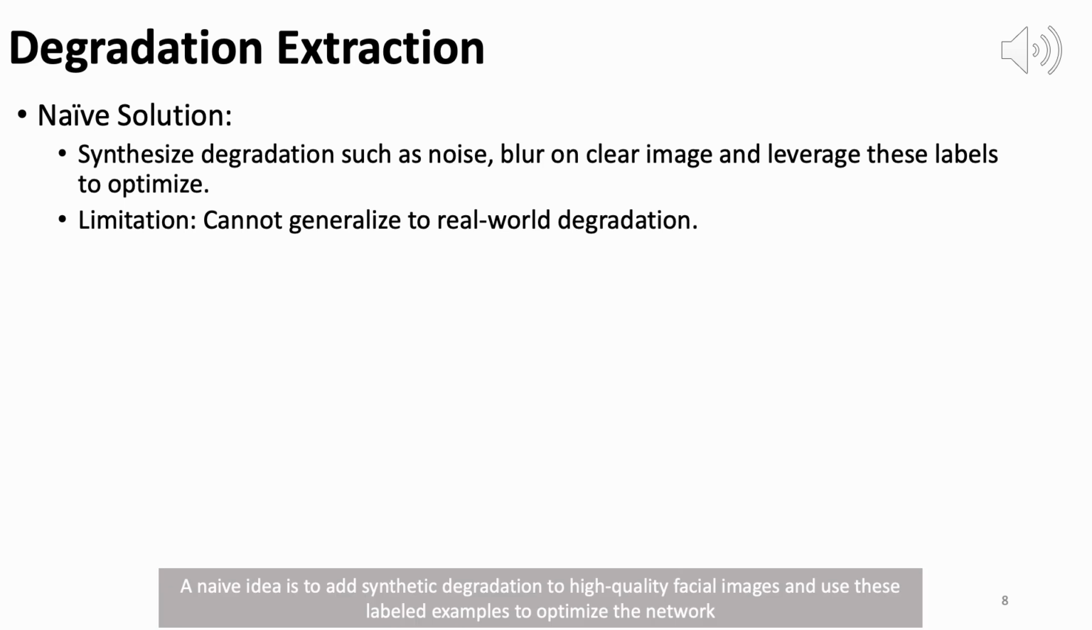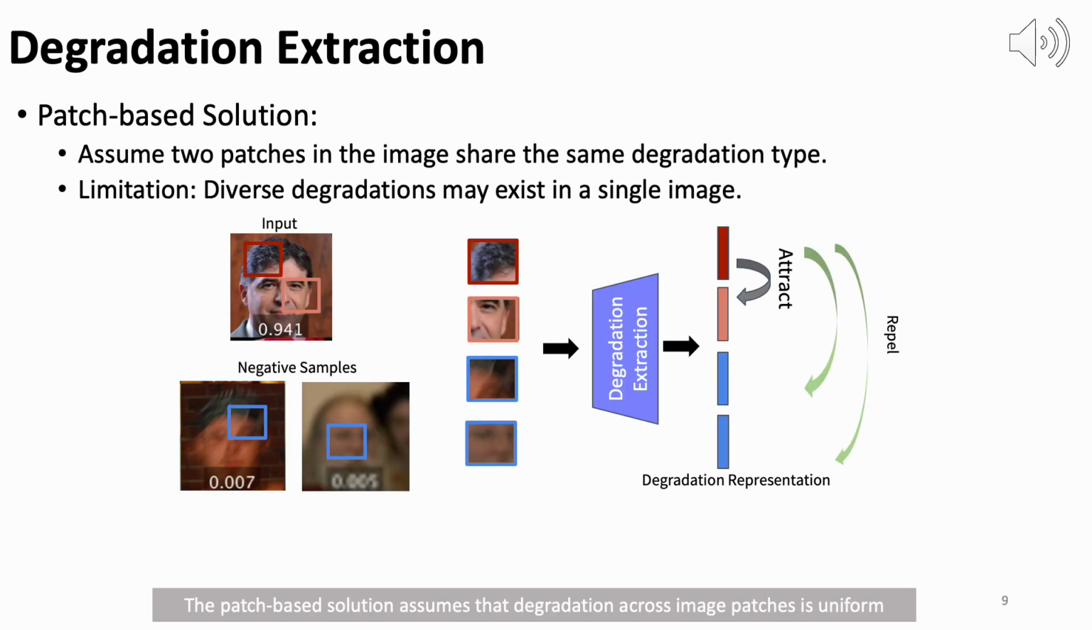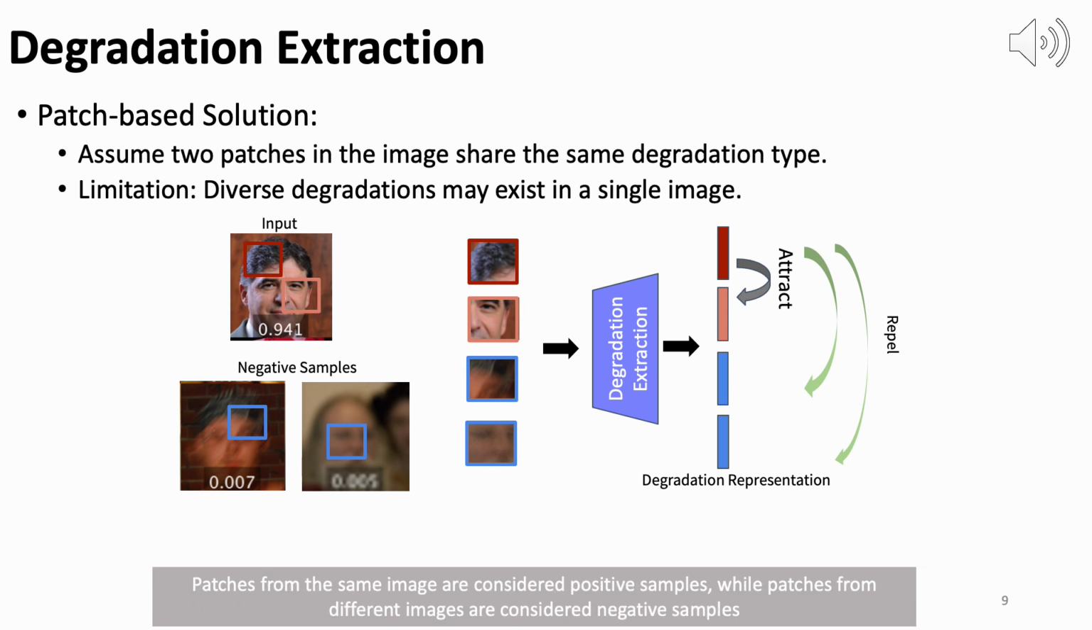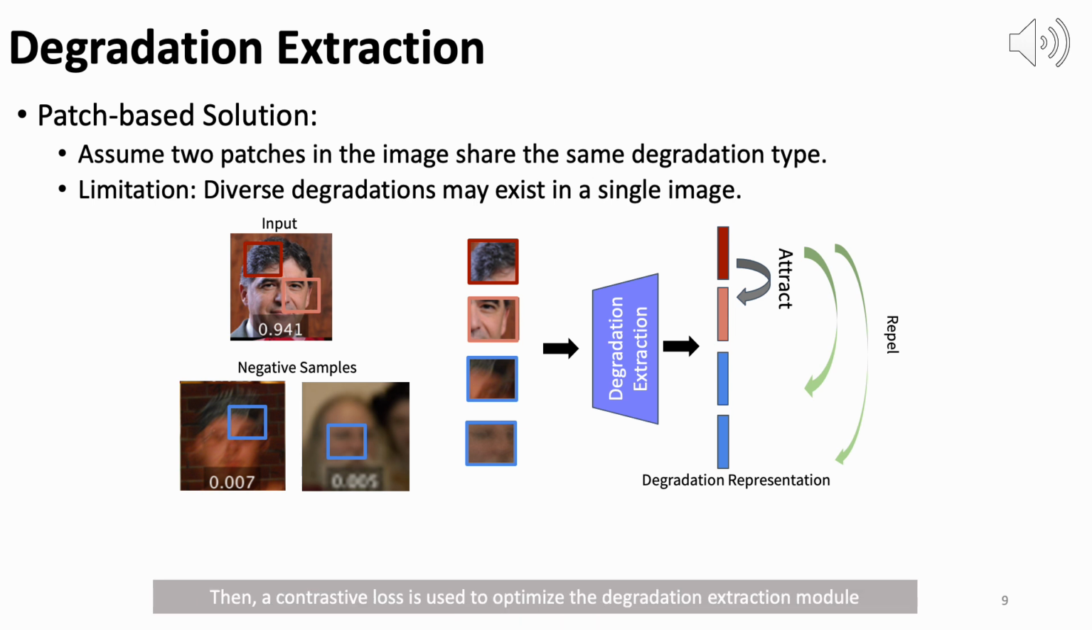A naive idea is to add synthetic degradation to high-quality facial images and use these labeled examples to optimize the network. However, because the degradation is synthetic, it cannot generalize to real-world scenarios. The patch-based solution assumes that degradation across image patches is uniform. Patches from the same image are considered positive samples, while patches from different images are considered negative samples. These patches are encoded into degradation representations, used for querying positive and negative samples. Then, a contrastive loss is used to optimize the degradation extraction module.